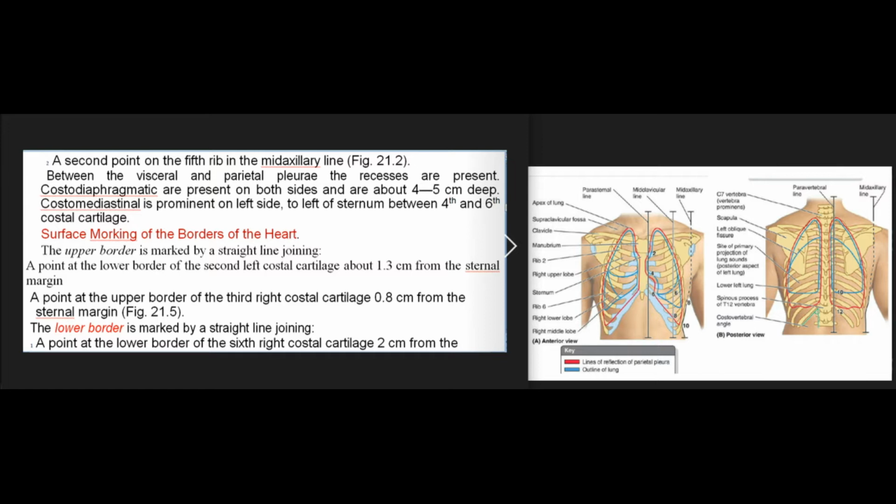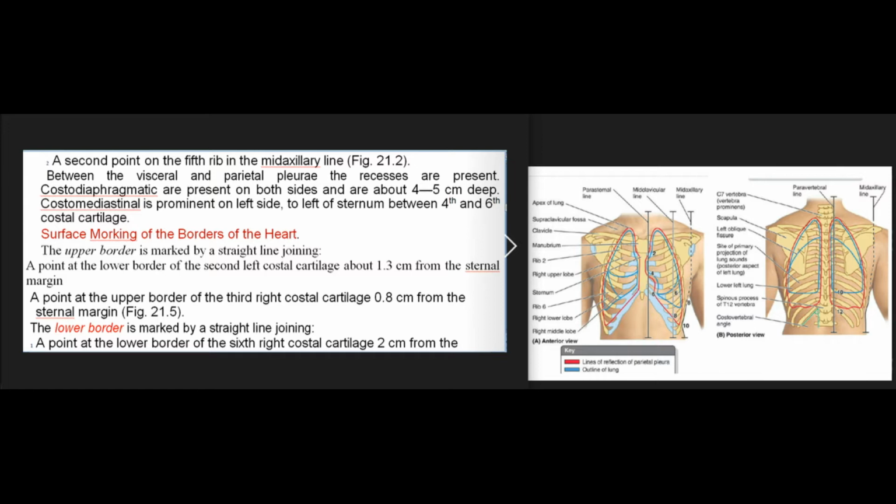Between the visceral and parietal pleurae the recesses are present. Costodiaphragmatic recesses are present on both sides and are about 4-5 cm deep. The costomediastinal recess is prominent on the left side, to the left of the sternum between the 4th and 6th costal cartilages.